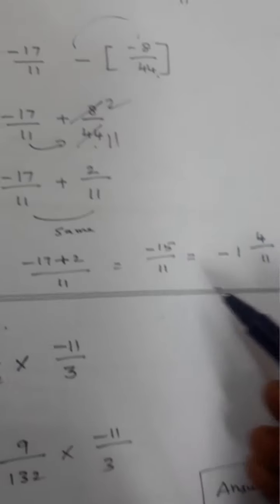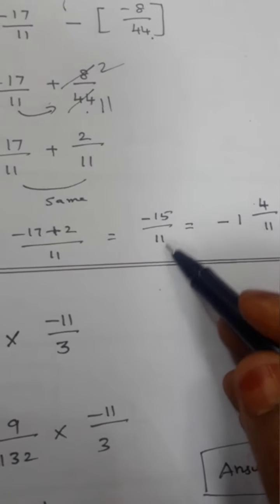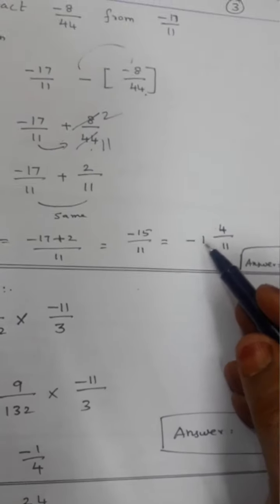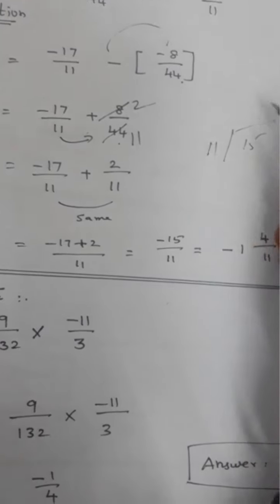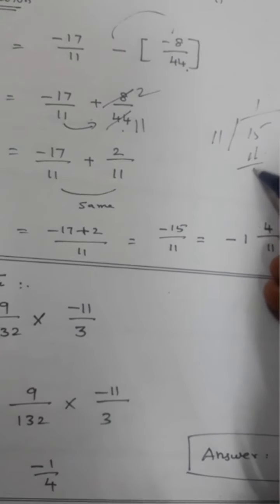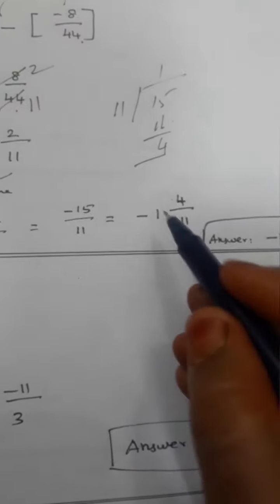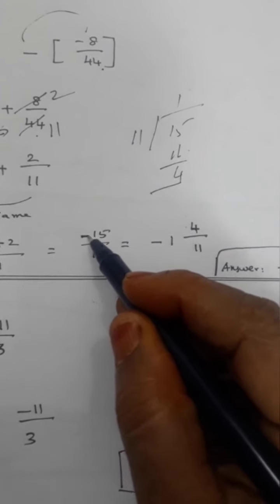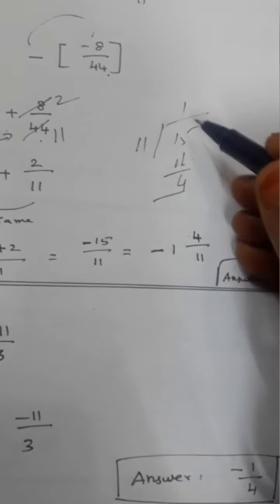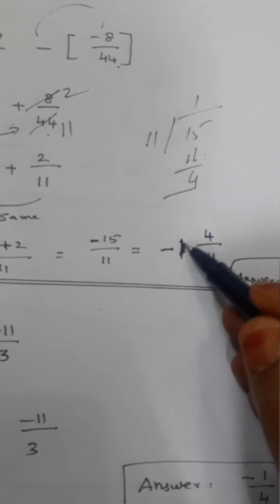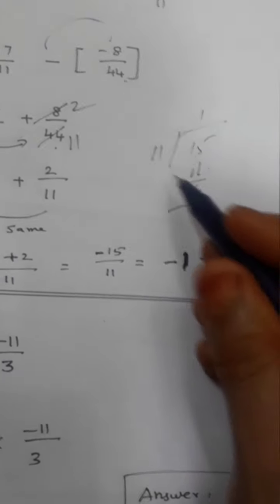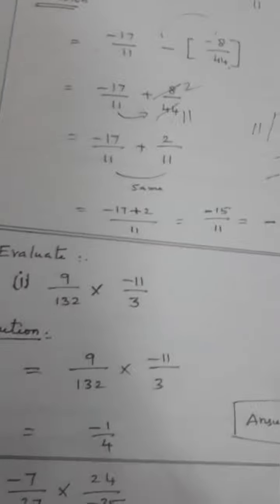This one can be changed into a mixed fraction. How many times is it possible? One time is possible. Minus 1 4 by 11. If you are confused, divide the number. 1 11 is 11, minus 4. Since the question has the minus symbol, first write the minus symbol. The answer is 1, first write 1. What is the remainder? 4. Next, the divisor is 11. Minus 1 4 by 11 is the answer.